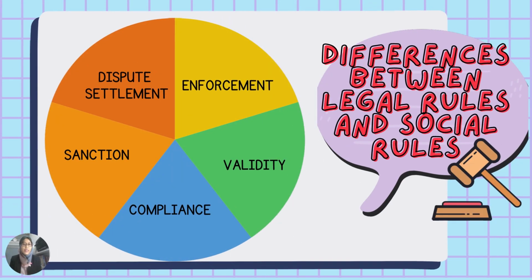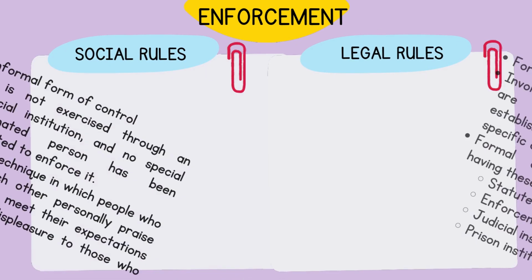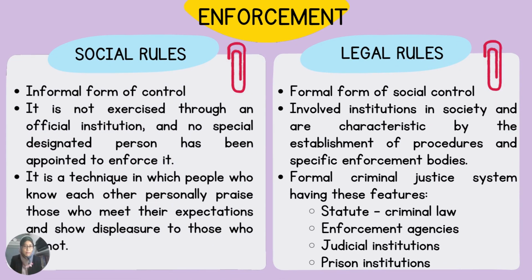Which are the differences between the legal rules and social rules? The main points to differentiate between both are in terms of enforcement, validity, compliance, sanction, and dispute settlement. So we will look one by one at the differences between them. Number one is in terms of enforcement. So what is enforcement? Enforcement is the execution of the process of ensuring the compliance of the rules. So that is enforcement.